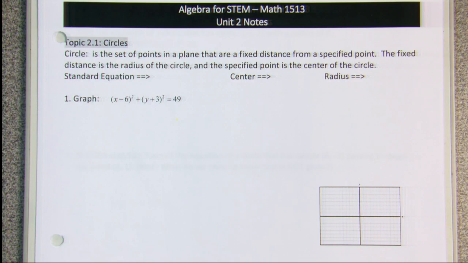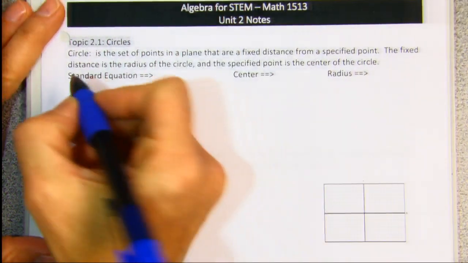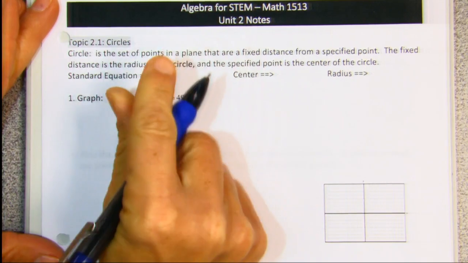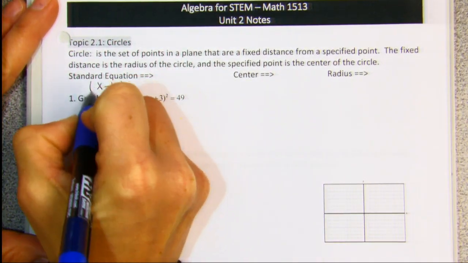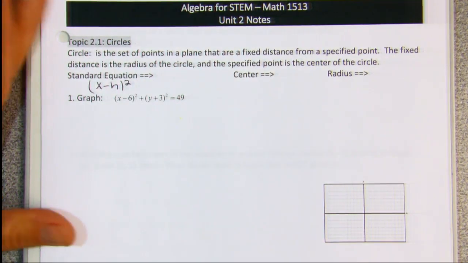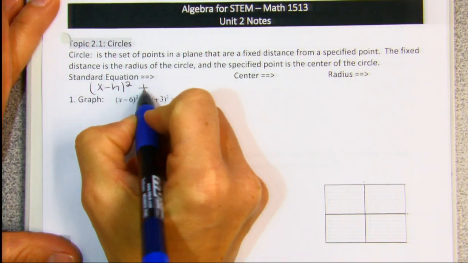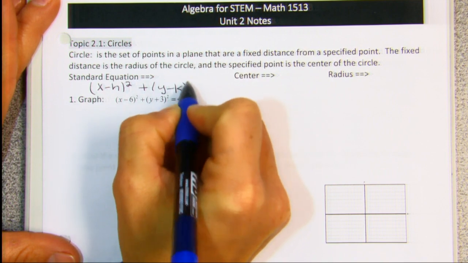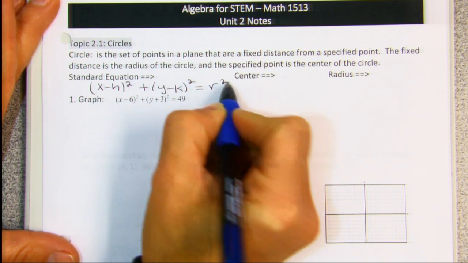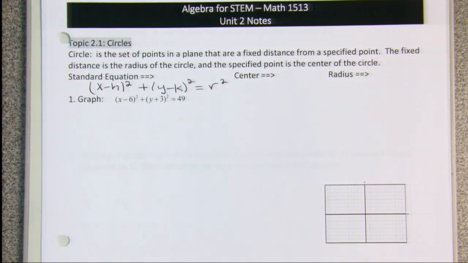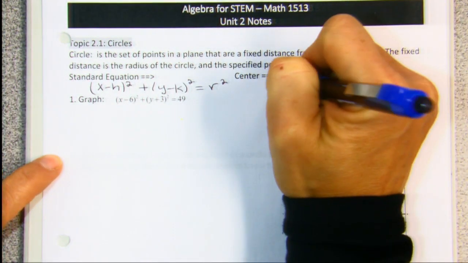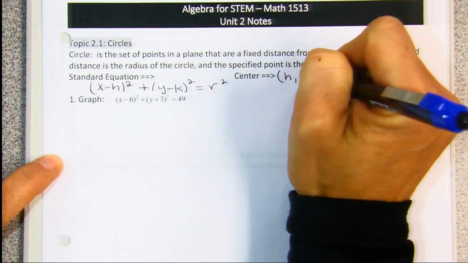When we talk about the standard equation of a circle, I'm going to write it underneath, because this space wasn't quite enough for the way I write: (x - h)² + (y - k)² = r², radius squared. I'll tell you what these things mean. h and k are just numbers that will be in there, and they represent the center. So your center is (h, k).